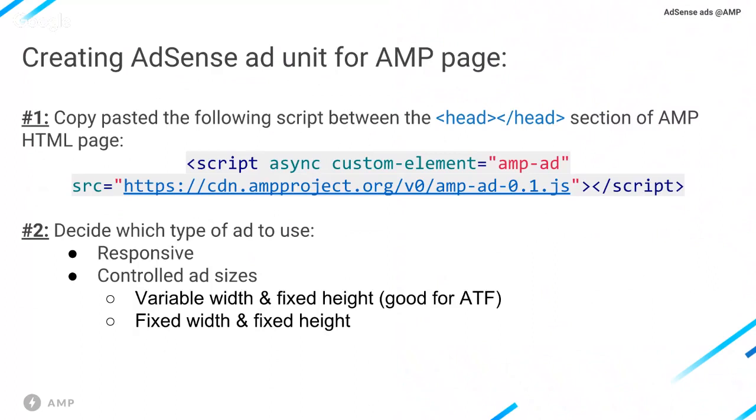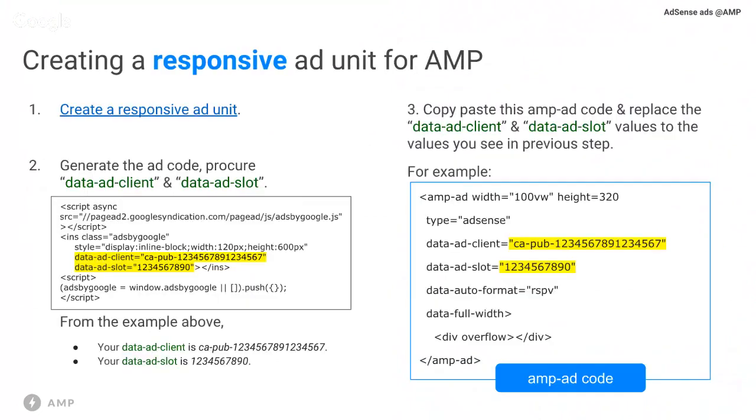And number two, you can decide which type of ads you want to use. Either you want to use a responsive ad or you want to use controlled ad sizes. So let's start with the responsive ad. First step is for you to go to the AdSense front end and create a responsive ad unit. Once you do that, usually you'll get a code that you see on the left. And what you want to do with that code is take out the values of data-ad-client and data-ad-slot, which is what I highlighted in yellow.